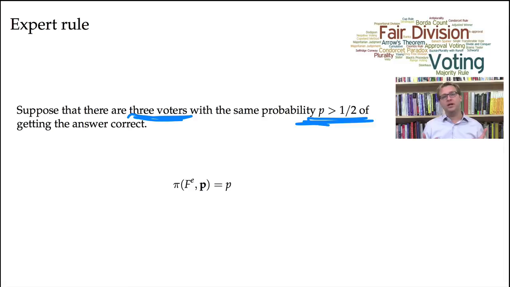Now, one rule we could employ is the expert rule. You identify one person as being an expert and just ask that person, is the proposition true or false? And you go with whatever answer that person says. So, of course, in this setting, the probability of getting the answer correct using the expert rule is just going to be P. It's just going to be the probability that the expert you choose actually gets the answer correct.